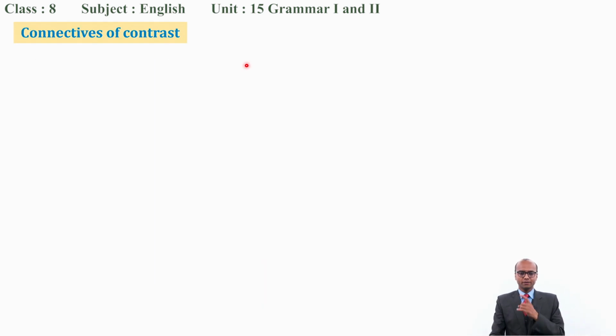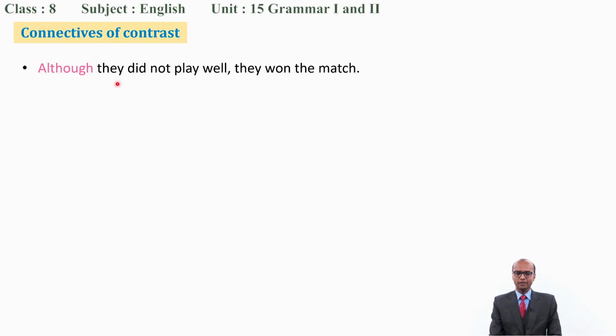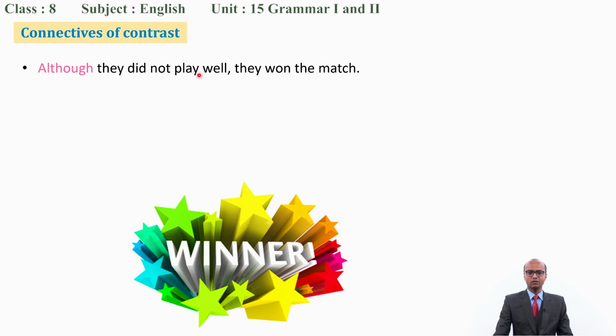So the third type that we are going to discuss is contrast. Connectives of contrast. Okay. Although they did not play well, they won the match. Okay, they are the winner. Did they play well? Absolutely not. But they won the match.